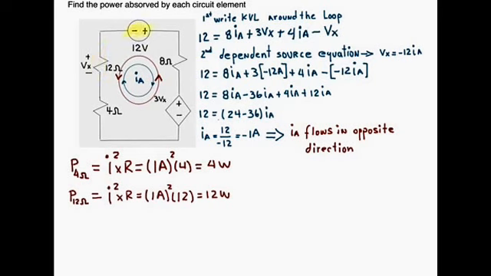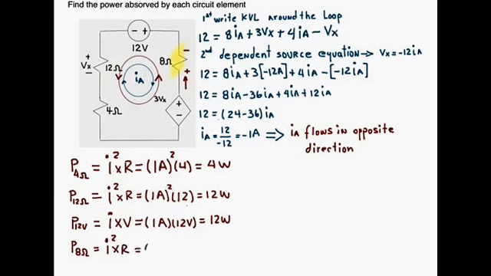The next element is the voltage source, and that's I times V. The current enters the positive terminal, so that's going to be 1 amp times 12, equal to 12 watts. The next element is the 8 ohm resistor. Current enters the positive terminal. I squared times R is going to be I squared times 8, equal to 8 watts. The sum of the powers absorbed is 36 watts.